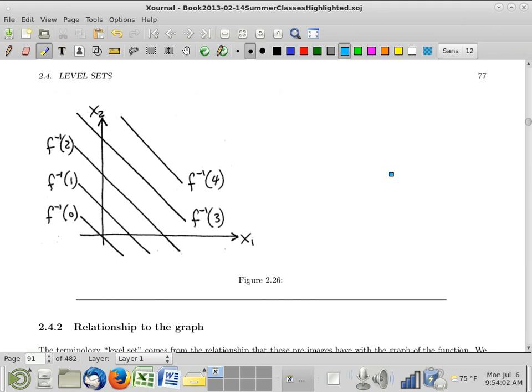In fact, here's your picture. All of those level sets, all of those preimages are lines in the x1, x2 plane of slope -1. And this is what happens. This line right here is the line that you get when you set f equal to 0. Thus we call it f inverse of 0, et cetera, et cetera. This is what you get when you set f equal to 1. This is what you get when you set f equal to 2, etc.